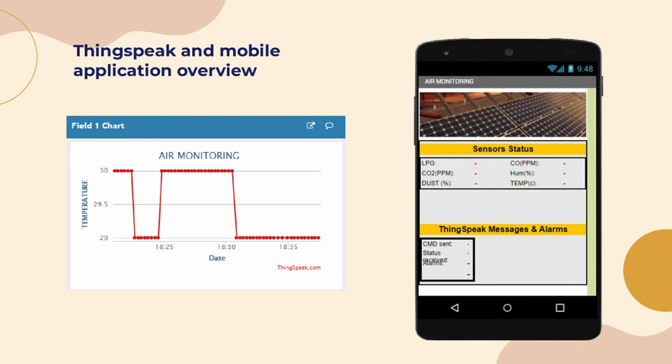Next, the mobile application is integrated with the project system. It will display the real-time data that is obtained from all the sensors. Below the interface, it will show an alarm on the status if the condition of the air is not safe.